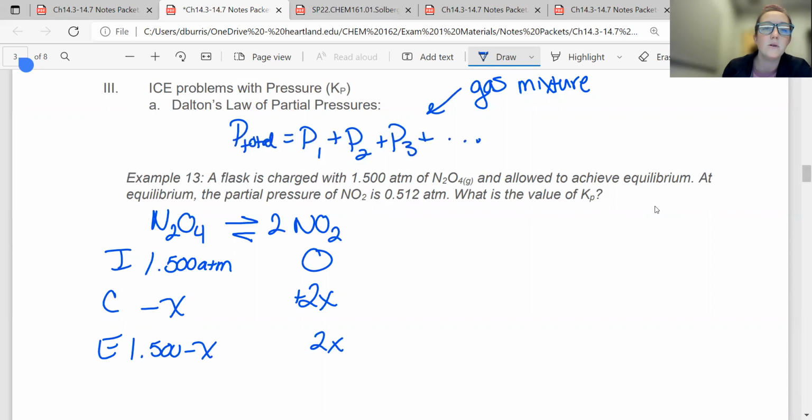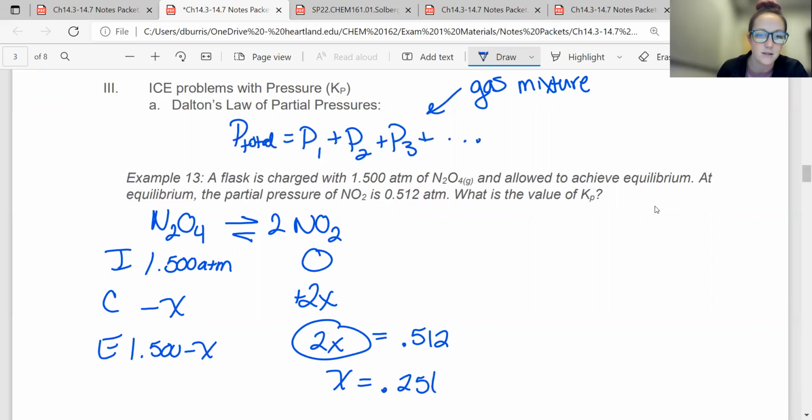It says at equilibrium, the partial pressure of NO2 is 0.512 atmospheres. So I actually know this one. Equilibrium NO2, I know that's 0.512. So that's pretty easy. I can calculate that x is 0.256. Great. I'm going to put units on this. Now I can plug x back in over here, and I can get this pressure, 1.244 atmospheres.